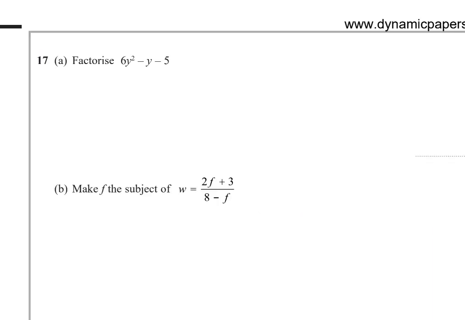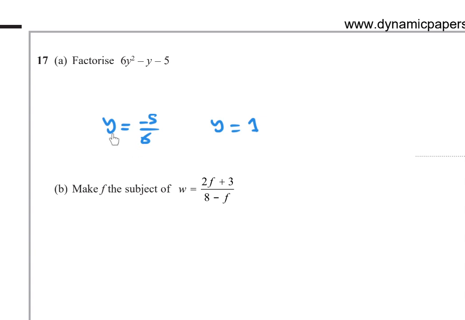Number 17a, factorize 6y squared minus y minus 5. You can use your calculator to factorize this trinomial. Enter a, b and c, which are 6, negative 1, negative 5. You get two values for y. The first one, y equals negative 5 over 6. And the second one, y equals 1. Now you can do factorization.